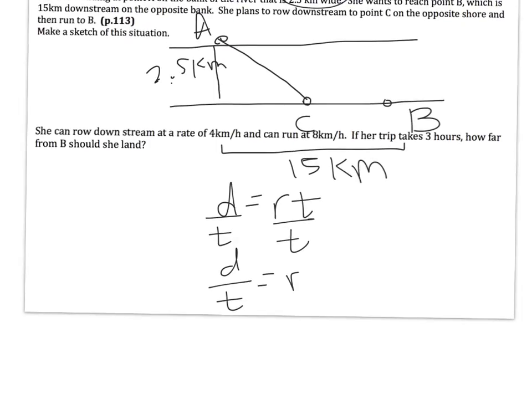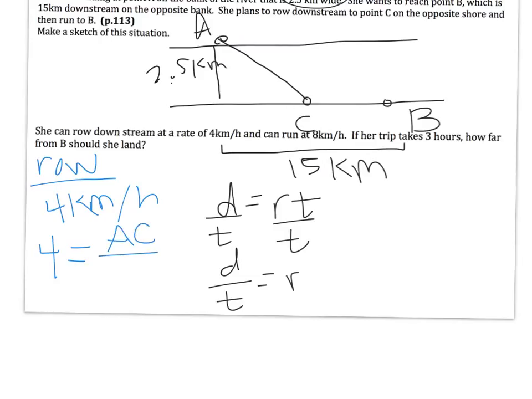So from this information, if we talk about the row rate, we'll do that right here. She rows at a rate of 4 kilometers per hour. So if we relate this to the equation, we have our rate, which is 4, equals the distance we row. Well, we said that she rows from A to C, so that's our distance, AC, over our time. And how long she rows, we don't know, so we'll just call that time 1.